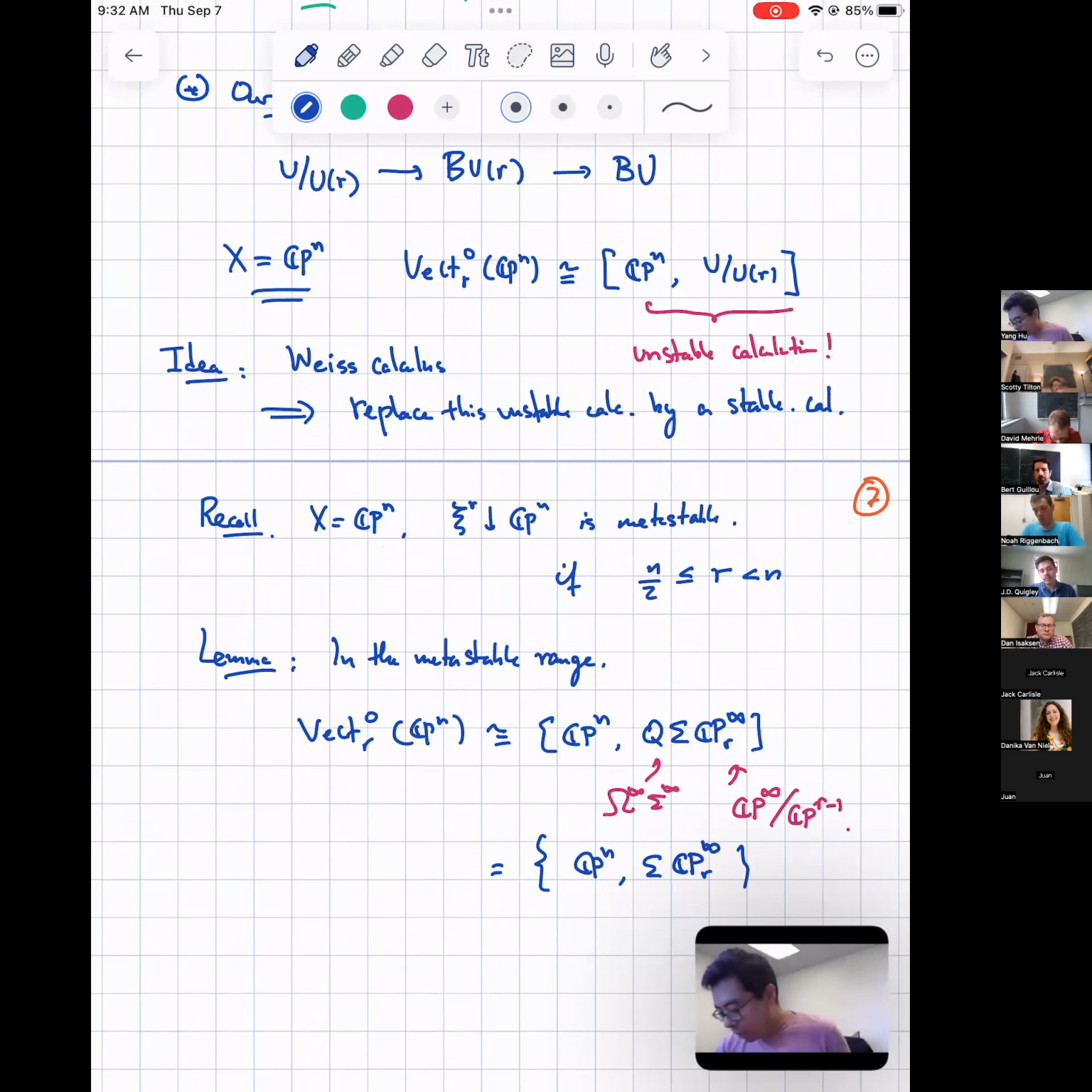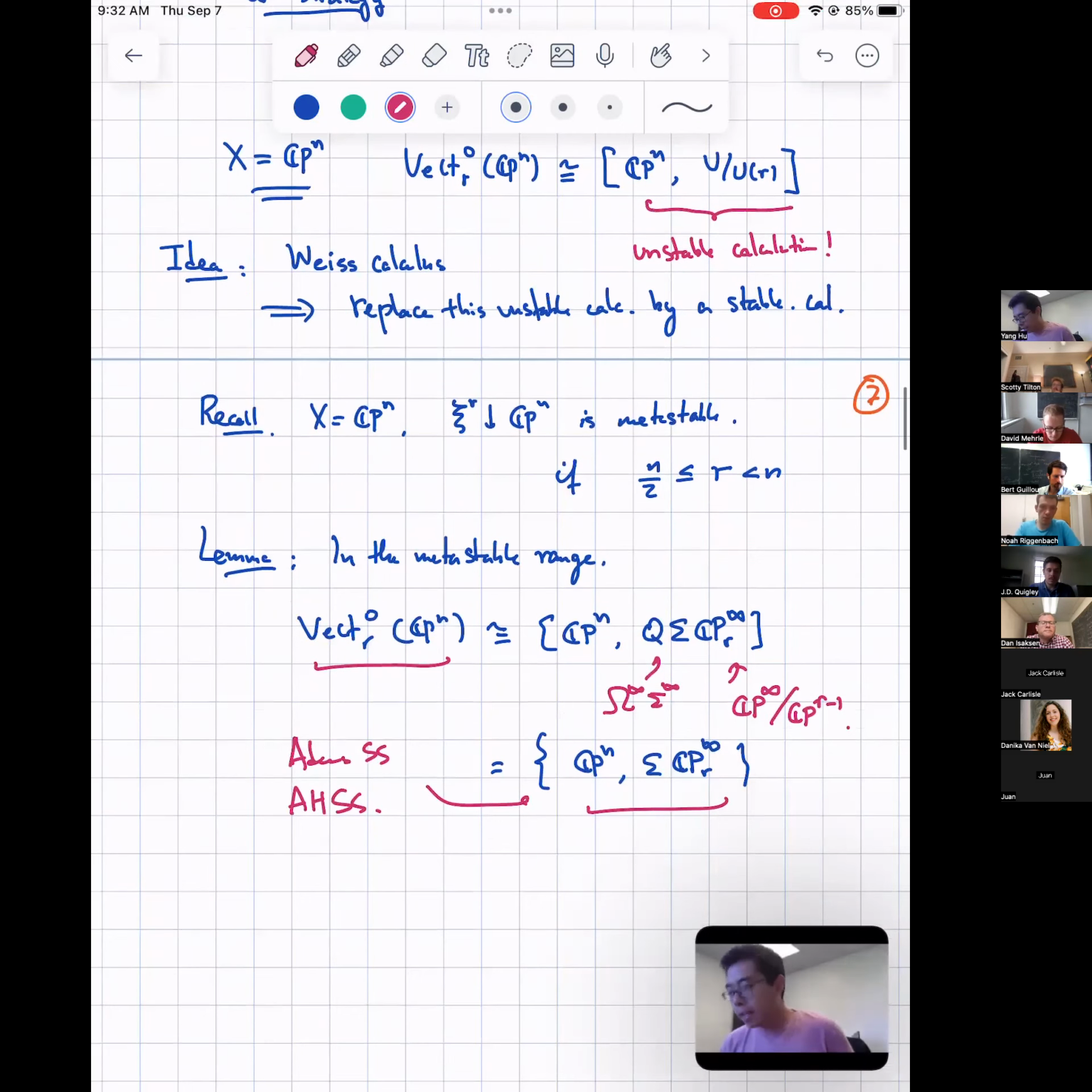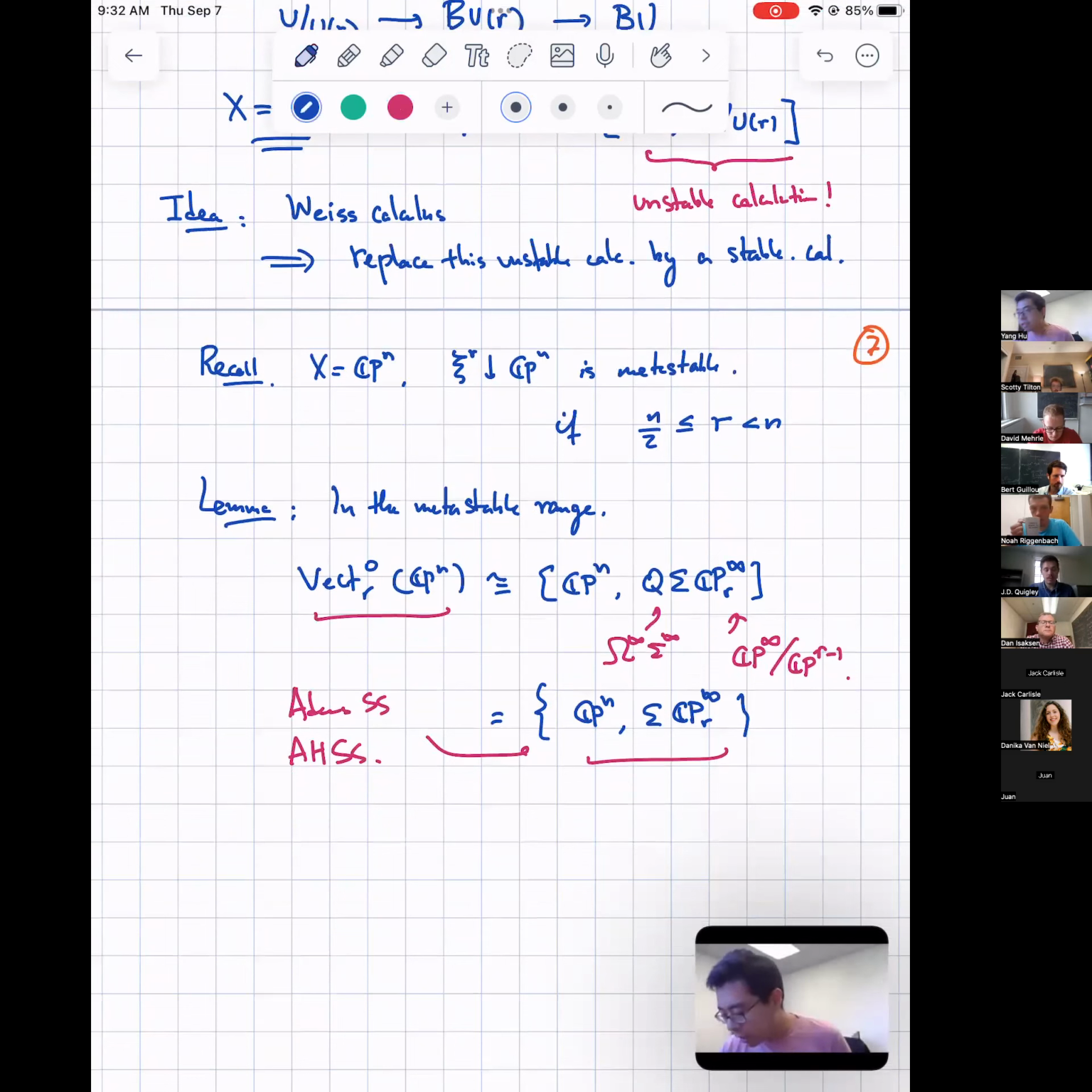Okay, so this vanishing chain enumeration now becomes a stable calculation, and this is a bordism group, amenable to standard computational tools like Adams or Atiyah-Hirzebruch spectral sequences. Okay. And the black magic that does the job is the Weiss calculus. So let's talk about the philosophy of Weiss calculus a little bit.